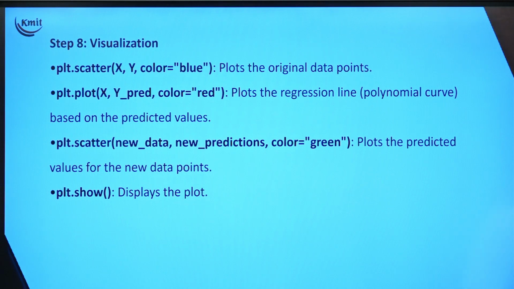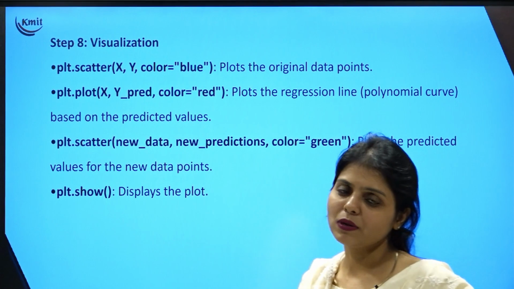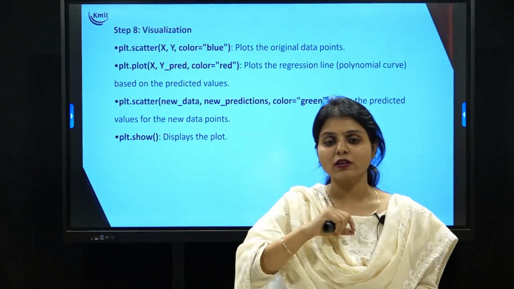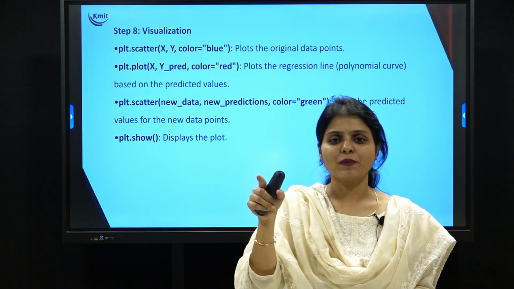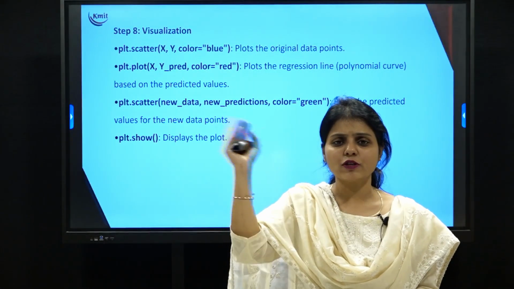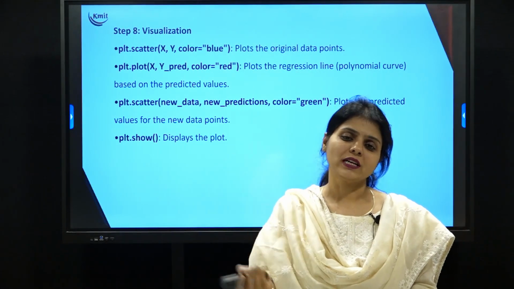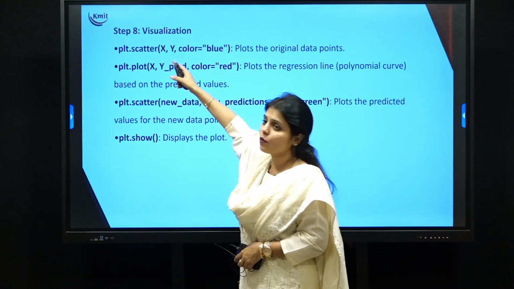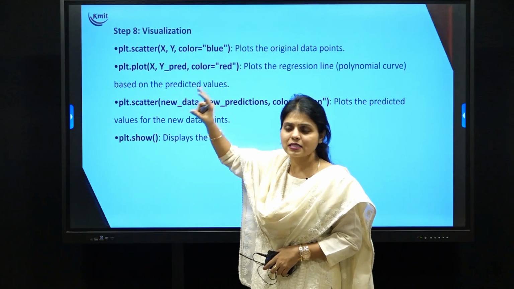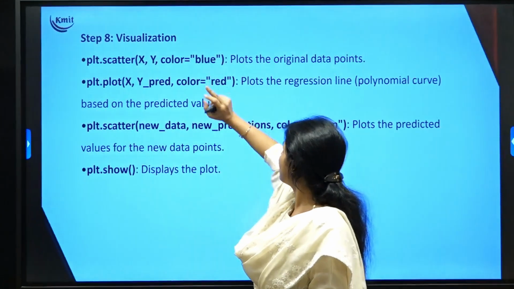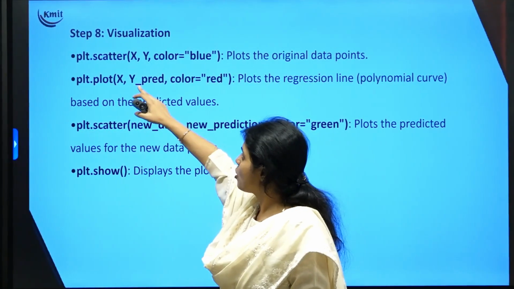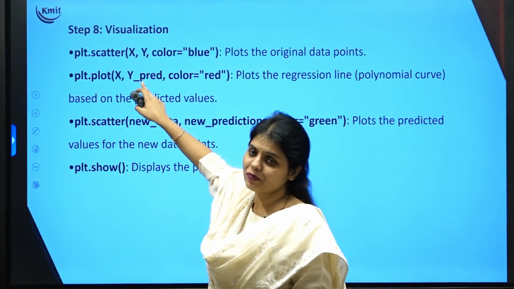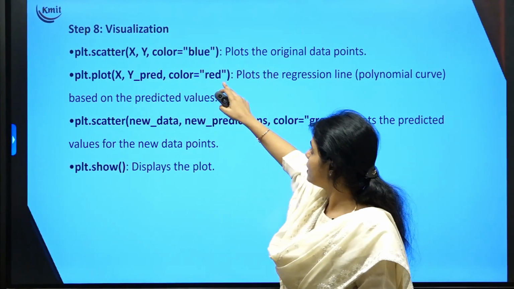Same thing like how we have done visualization for simple linear regression and multiple linear regression, I will apply the same functions. Dots for the original data, a regression line for the predicted data, and then another dot in a different color for representing your new data prediction values. As you can see, the scatter plot takes x comma y, original x, original y, the data as it is given, in blue color. Then I want to plot x comma y prediction. X is the same, but this is original y, and this is machine predicted y. So x comma machine predicted, I want to give it in red color.